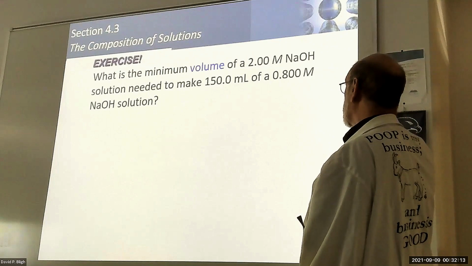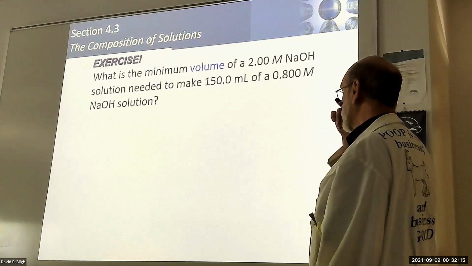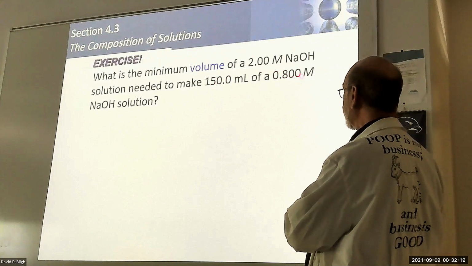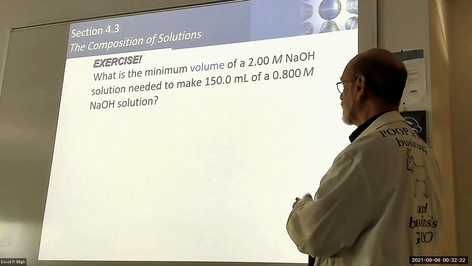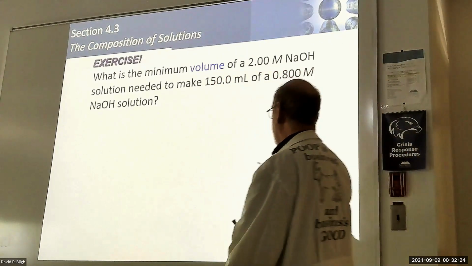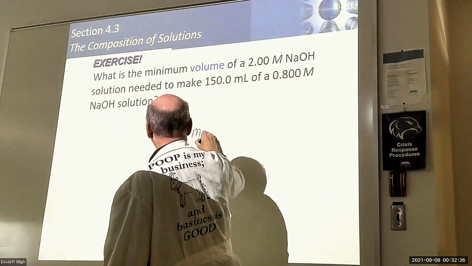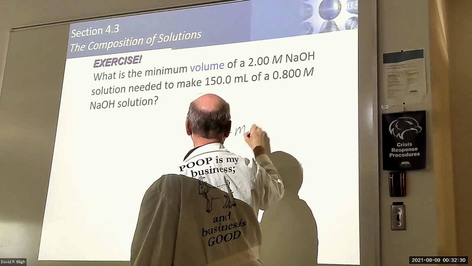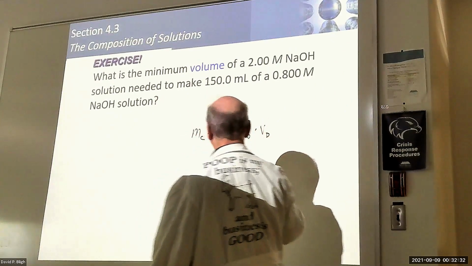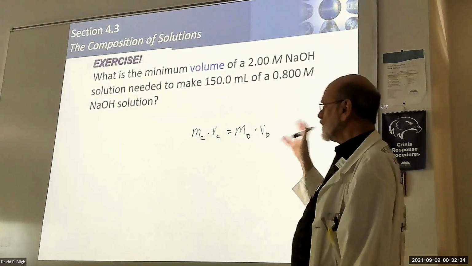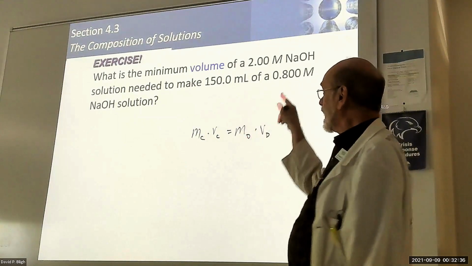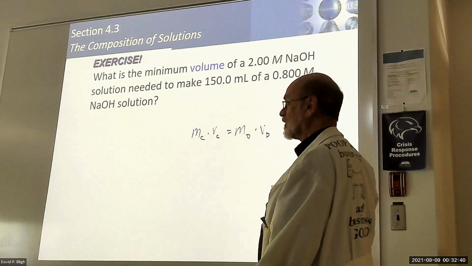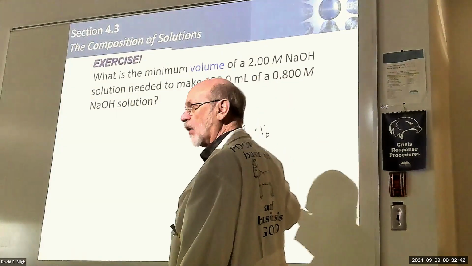What's the minimum volume of 2 molar sodium hydroxide solution needed to make 150 milliliters of 0.8 molar sodium hydroxide solution? Here we have a case of M concentrated times volume concentrated equals M dilute times volume dilute. So it's important when you're going to use this method that you identify which one belongs where. So which one's the concentrated one? Well, 2 molar.